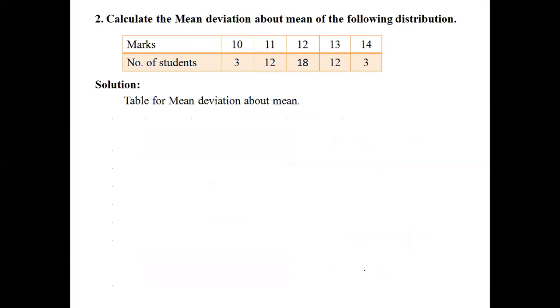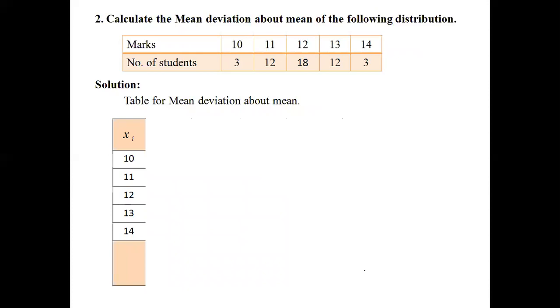Second example, calculate the mean deviation about the mean of the following distribution. Here we are given the marks and the number of students, so it is ungrouped data. The solution is, first step we have to find out the mean. For that, first write down all these observations, that is xi: 10, 11, 12, 13 and 14.